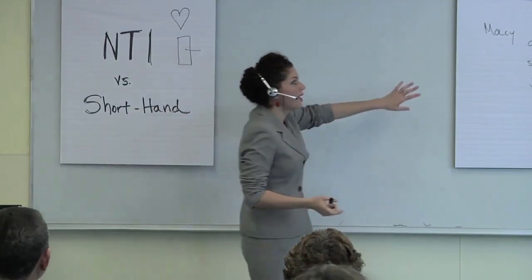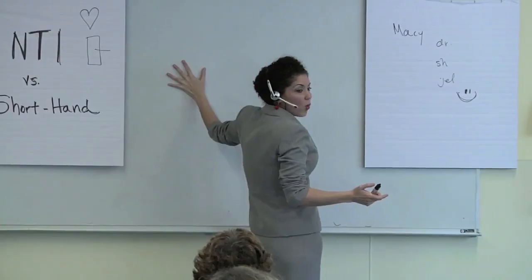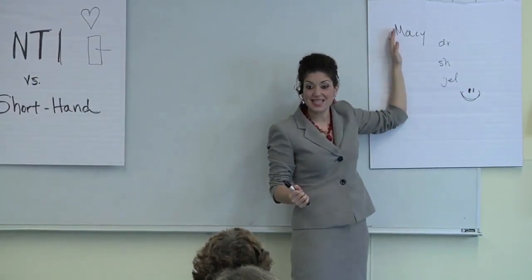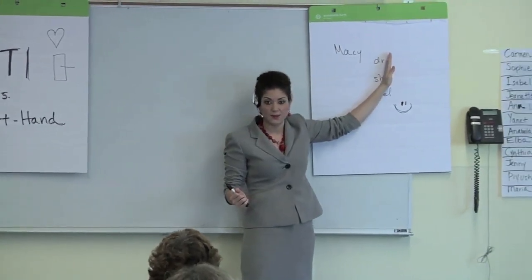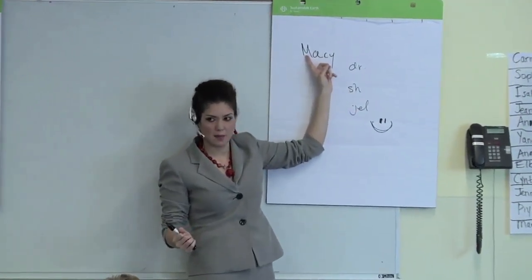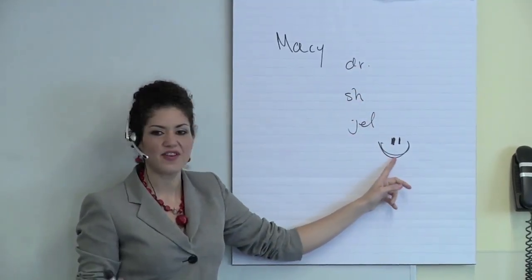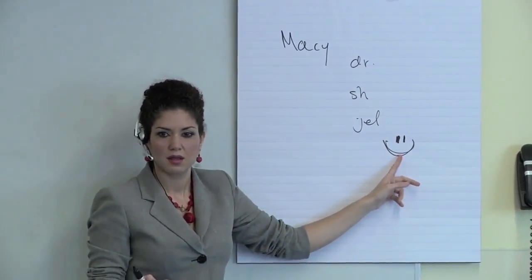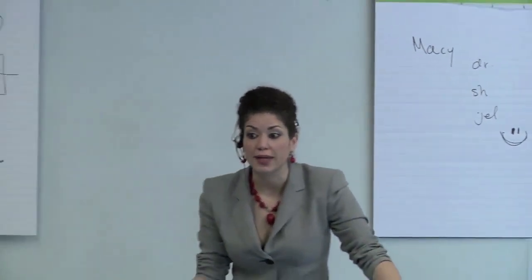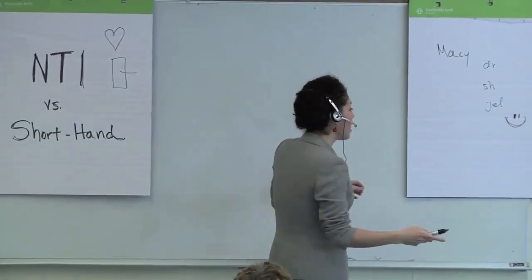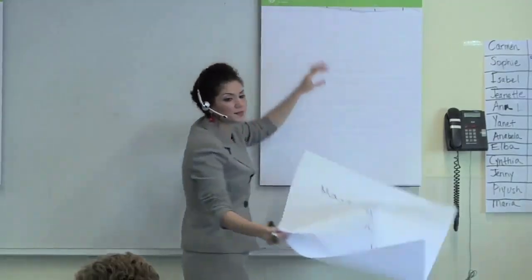Okay? So the main idea goes to your left. When you have supporting ideas, you go down and to your right. So I went to Macy's. What did I buy at Macy's? Dresses and shoes and jewelry. Why is this happy face over to the right? Because it's complementing jewelry. Okay? It's complementing jewelry. All right? Yes.